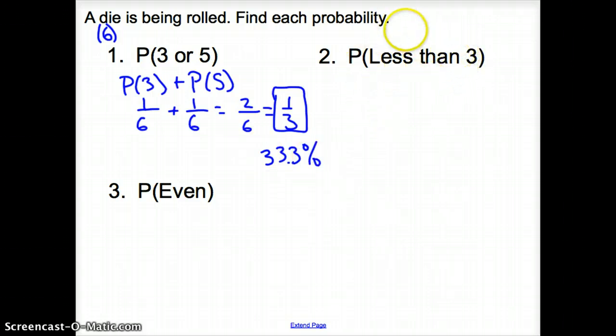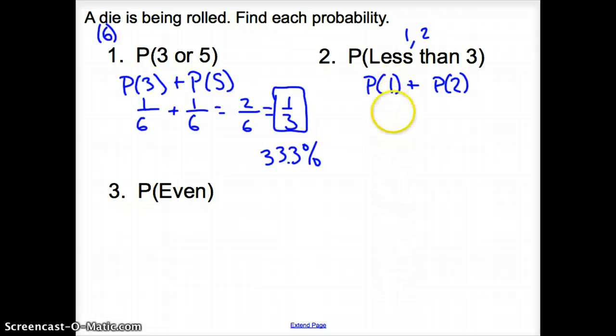Now, how about less than a 3? Ladies and gentlemen, what numbers are less than a 3? That's going to be a 1 and a 2. It doesn't say less than or equal to 3. It's just less than 3. So we're looking for the probability of being a 1 or the probability of being a 2.